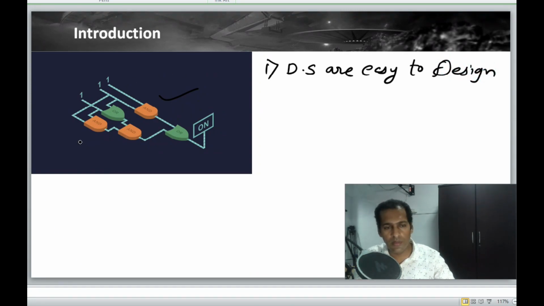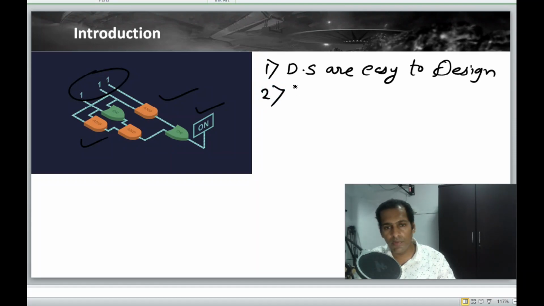Like here we can see a few gates, which we will study, and we can program and design to decide for which input we want to make it on or off. Right? It's more like an on and off system, switching. That's why the subject name is also switching theory. And what logic we are applying, switching theory and logic design.